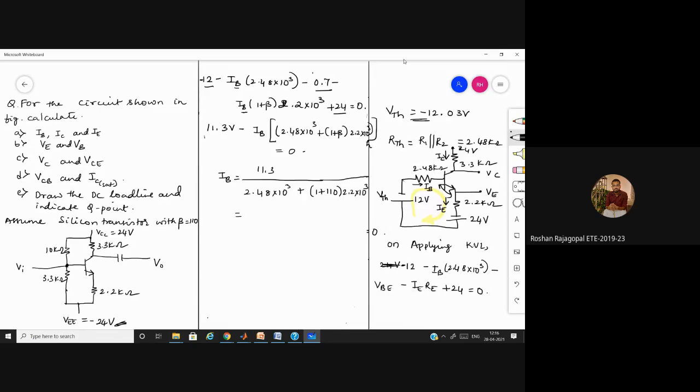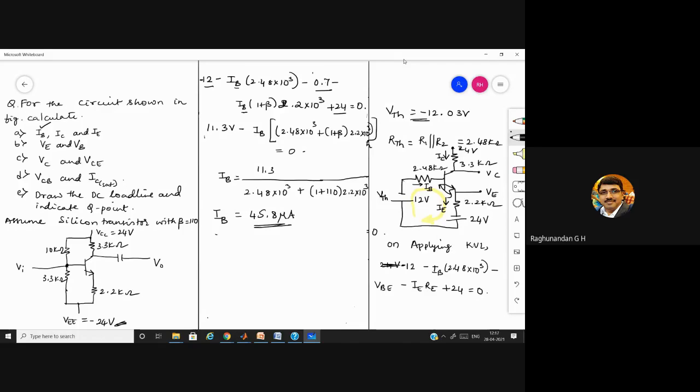So 4.622 into 10 power minus 5. IB will be in terms of micro: 46.1, 46.2, 45.8 microamps. Just 1 or nearby is fine; 46.2 or 45.8 is fine. But this is what I have got, 45.8. Okay, now we have found IB.